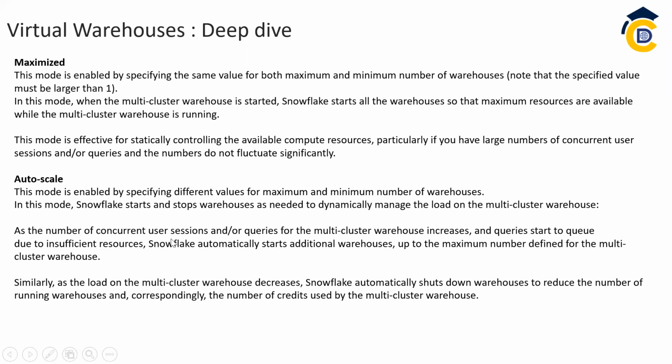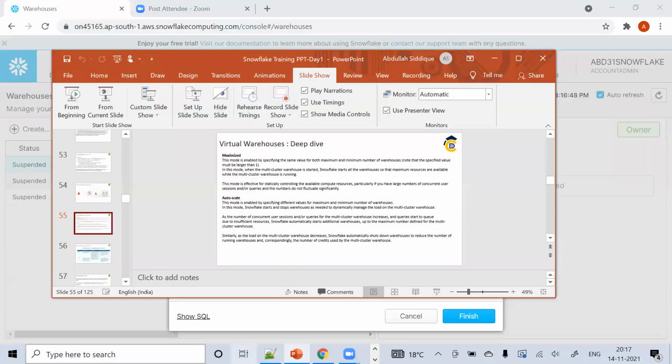As the number of concurrent user sessions or queries for the multi-cluster warehouse increases and queries start to queue due to insufficient resources, Snowflake automatically starts additional warehouses up to the maximum number defined for the multi-cluster warehouse. Similarly, as the load on the multi-cluster warehouse decreases, Snowflake automatically shuts down warehouses to reduce the number of running warehouses and correspondingly the number of credits used by the multi-cluster warehouse.